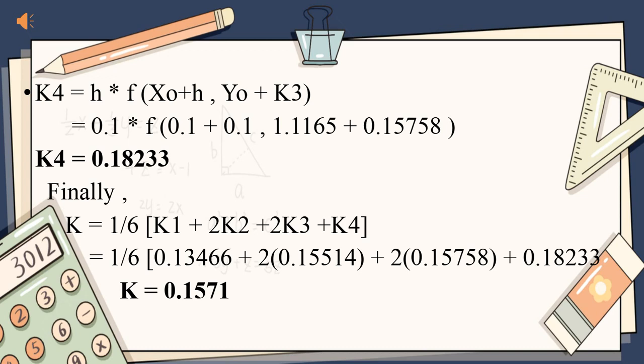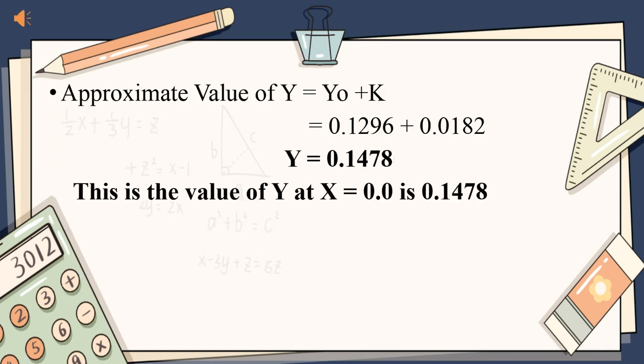Okay, finally we take the average value of k, which is equal to 1 by 6 into k1 plus twice of k2 plus twice of k3 plus k4. We substitute the values of k1, k2, k3 and k4 and we get k is equal to 0.1571. At last we need to find the approximate value of y, which is equal to y0 plus k. We substitute y0 and the value of k which we have just calculated, which is 1.1165 plus 0.1571. So the value of y which we get is 1.2736. This value of y is calculated when x is equal to 0.2.